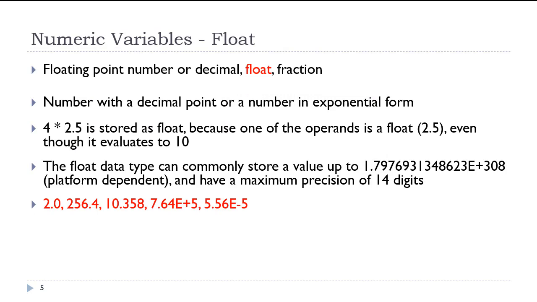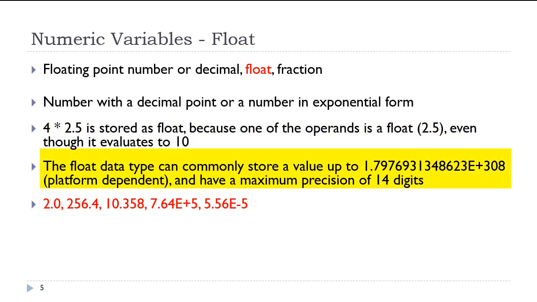In PHP, we also have the numeric variable type called a float. A float or floating point number is a decimal or a fraction. A float will either have a decimal point or a number in exponential form. If an expression was stored in a variable that contained a float, even if it evaluated to a whole number, it would still be considered a float.